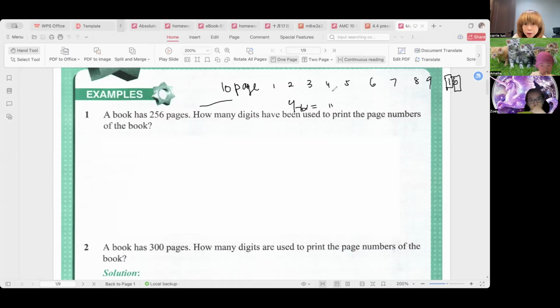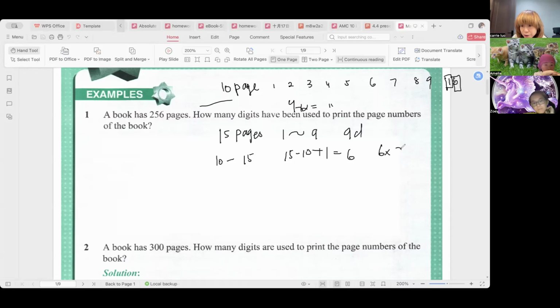For instance, if we have 15 pages, we have 1 to 9, there are 9 digits. And 10 to 15, how many pages? 10, 11, 12, 13, 14, 15. So there are 15 minus 10 plus 1, 6 pages, right? Every single page has 2 digits, so there are 12 digits. Understand, Zoe? So altogether, there are 9 plus 12 equals 21 digits. Correct, Amelia? Correct, Zoe? Okay, so now 256, how to do it.